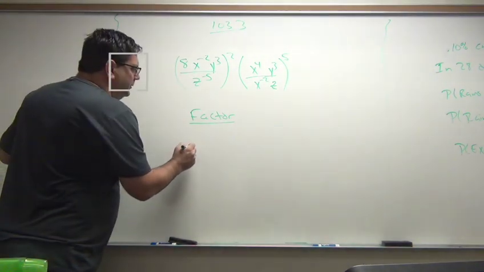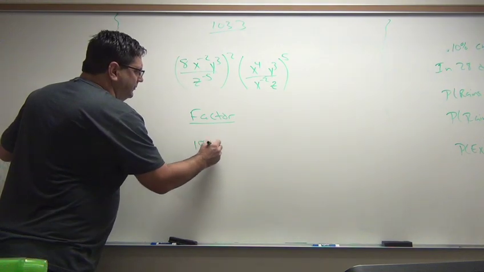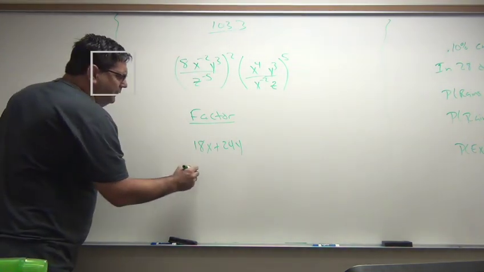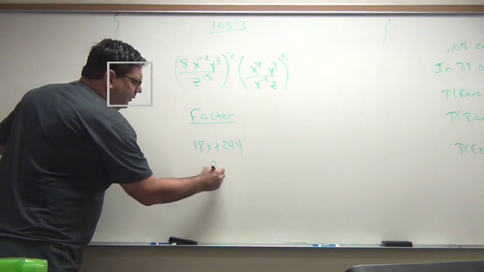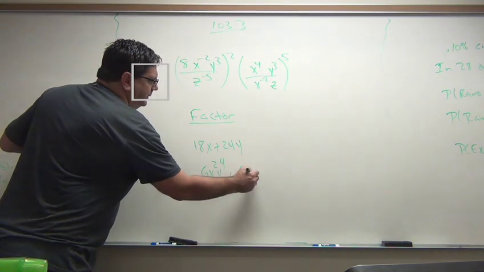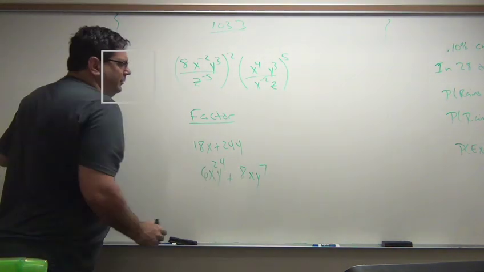Let us factor 18x plus 24y, and then let us also factor 6x squared y to the fourth plus 8x y to the seventh.